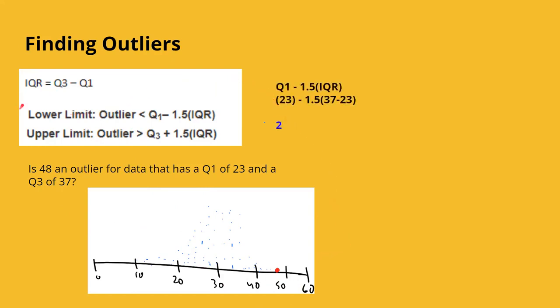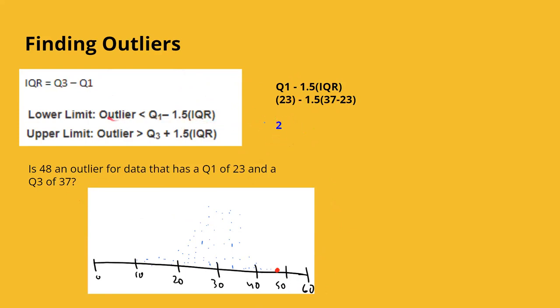So using this lower limit formula, we just plug it in. Quartile 1 is 23. The IQR is quartile 3 minus quartile 1. So that's 37 minus 23. And when you type that into the calculator, you get 2.